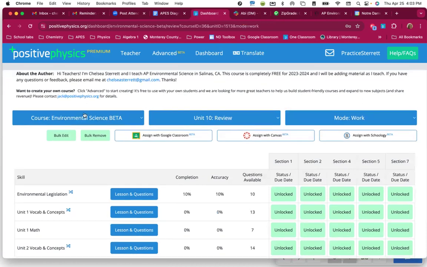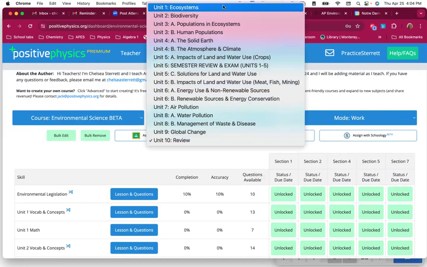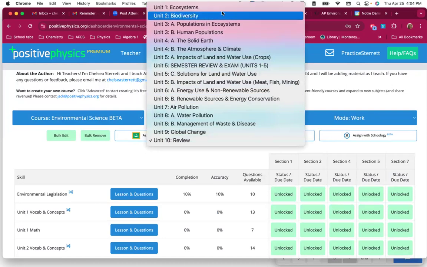I made this for the class, and it is still a work in progress. I've been working on this for the last couple of years, but really the last year, just under a year, I've been working more consistently on it. And so we have units that go along with all of the topics, all of the units for the course exam description that the College Board has put together for AP Environmental Science.